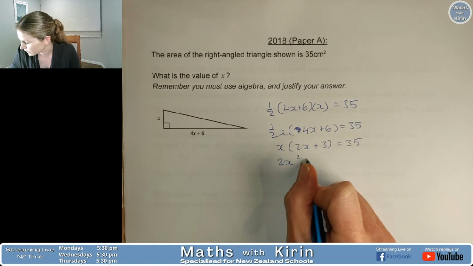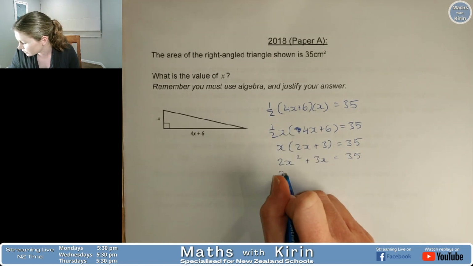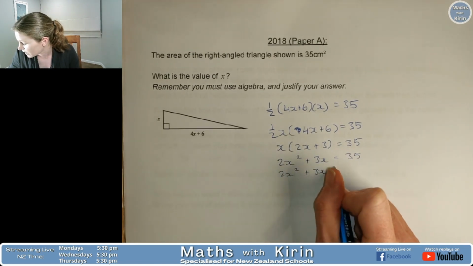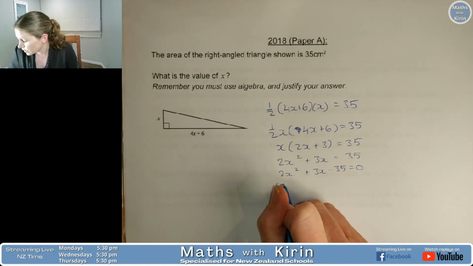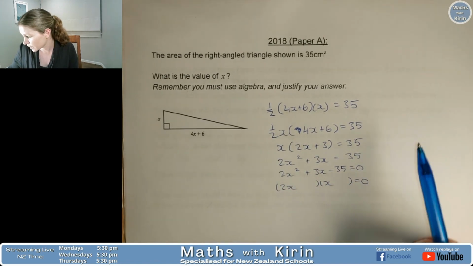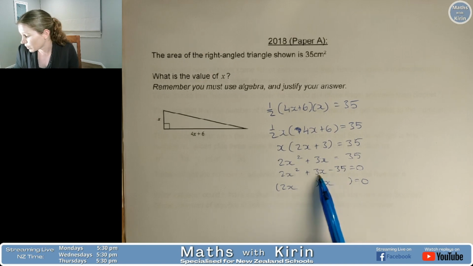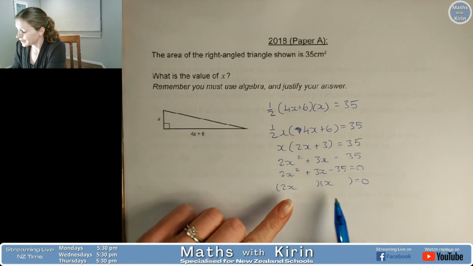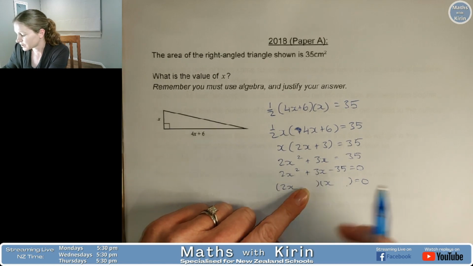Expanding, we get 2x squared plus 3x is equal to 35. Making it equal to 0, we get 2x squared plus 3x minus 35 is equal to 0. Don't have a common factor of 2, so we know we have a 2x and an x, and it's equal to 0, so bring that down. Negative 35, so it could be 7 and 5, it could be 35 and 1. We want a difference of 3, so I'm going to try 7 and 5.